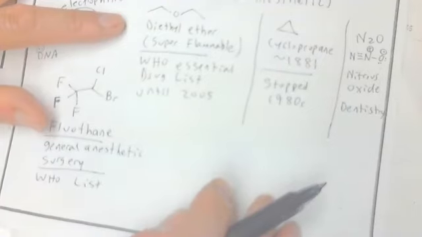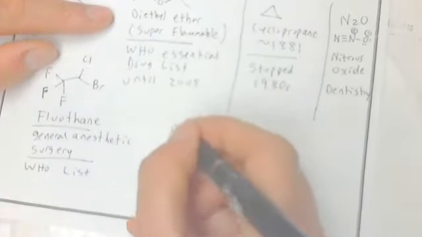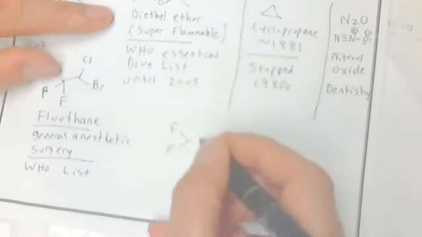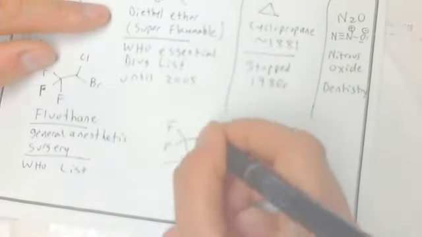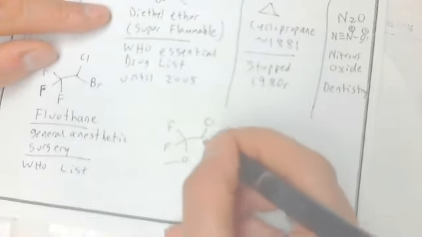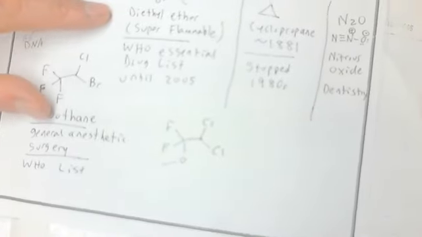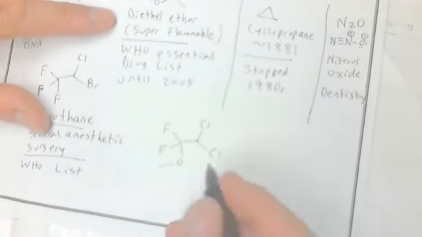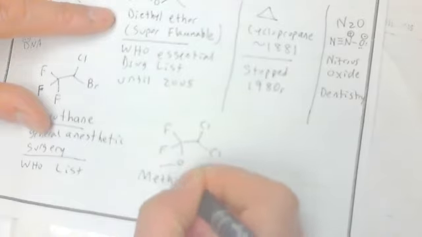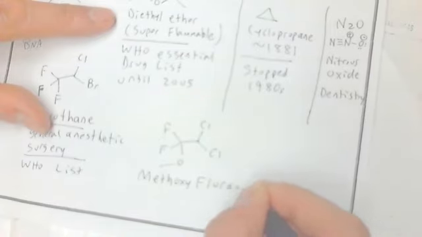Okay, another one, and this is another kind of interesting one. Related: difluoromethoxy. So a similar kind of structure. Then we have, instead of CLBr, it's ClCl. This molecule is called methoxyflurane, also called Penthrox.